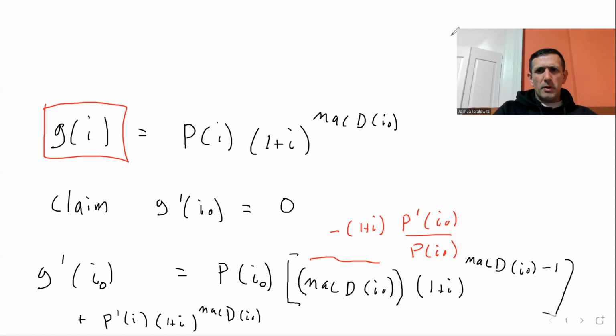Sorry, this was supposed to be an I0. My apologies. This is Macaulay duration at I0, so that was supposed to be I0 from the start. Again, my bad. So I0's here.